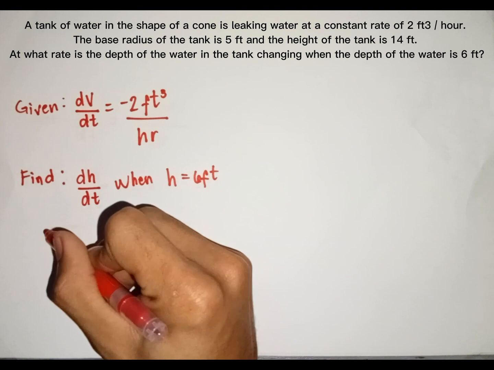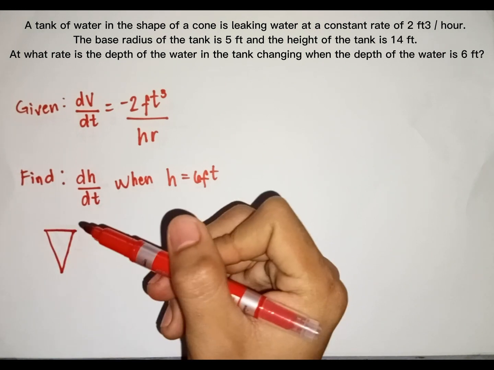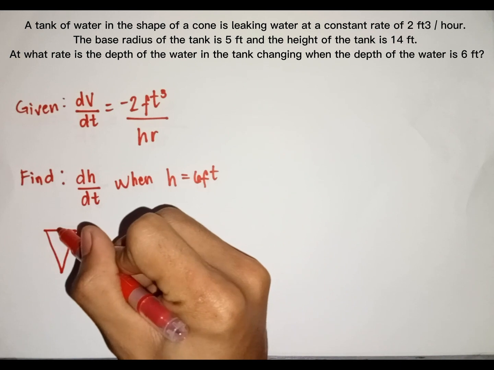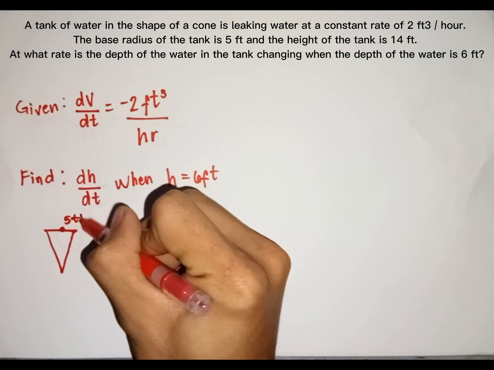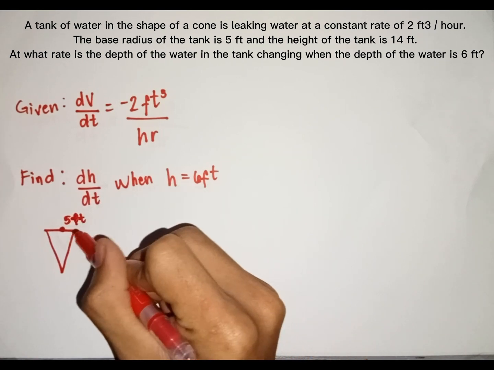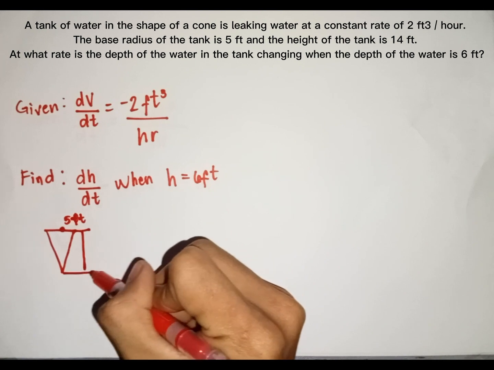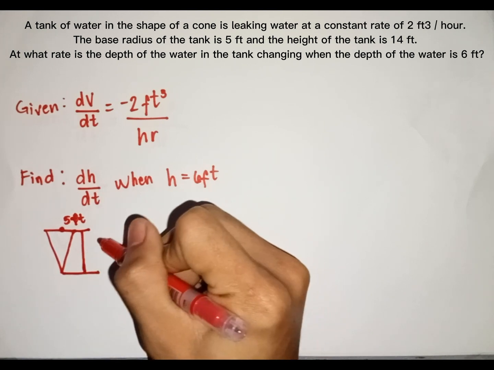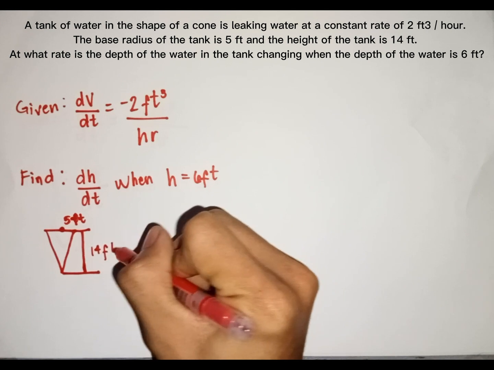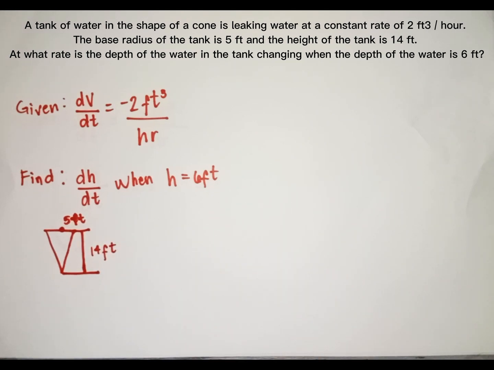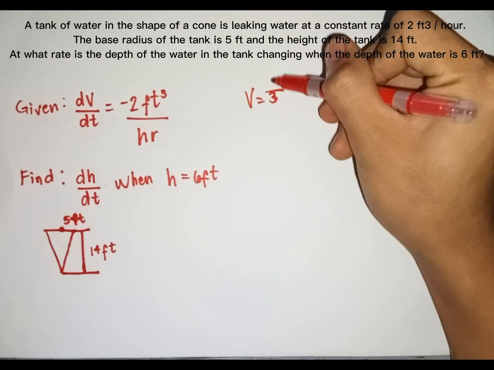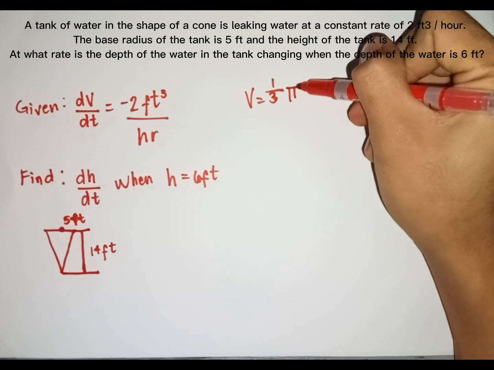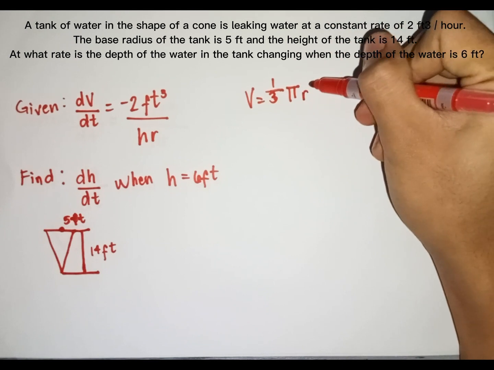So at this point, we draw a cone, and the radius of the cone is 5 feet and the height is 14 feet. So we are dealing with the volume of the cone, so we write the formula for the volume of the cone. That is V equals 1 over 3 pi r squared times height.